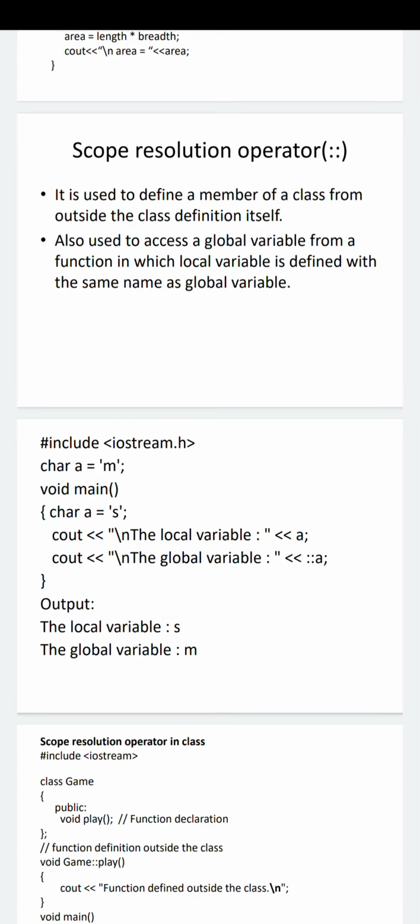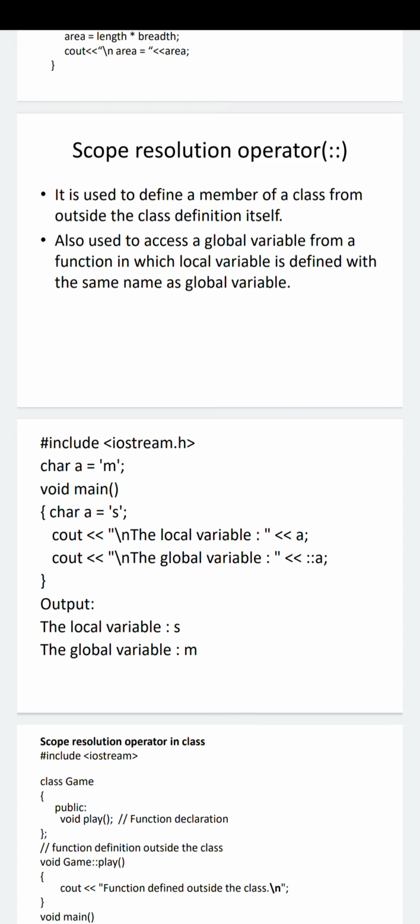Good morning, everyone. Today's topic is scope resolution operator. It has got two uses. First of all, it is used to define a member of a class from outside the class definition itself. And second, it is also used to access a global variable from a function in which a local variable is defined with the same name as the global variable.